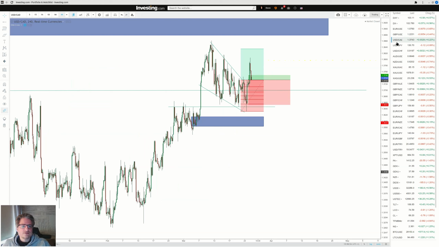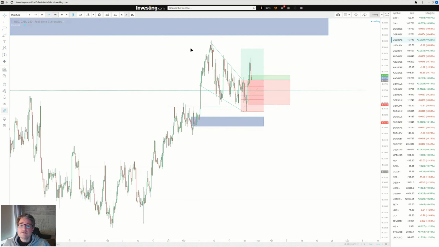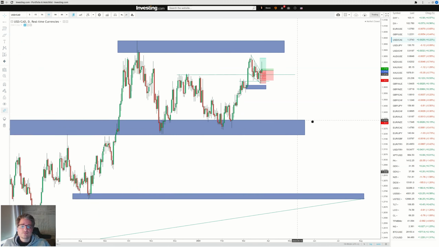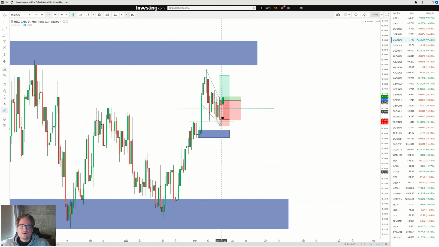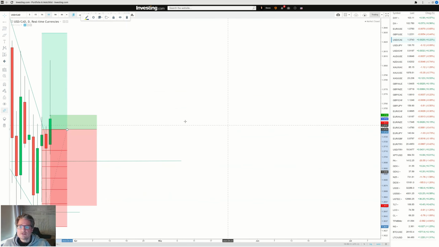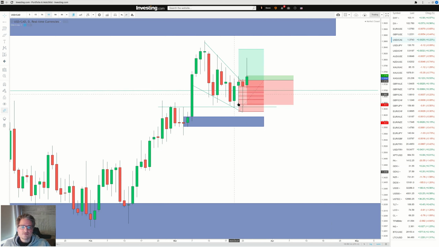Then let's go to the US dollar CAD. I had a long trade here based on the daily. So we had this very strong pin bar, as you can see if I zoom in. So we had this pin bar here at this area where there's a lot of demand. It didn't quite touch it, but we also had this support line or level here, so it was good enough for me to take it to the upside.